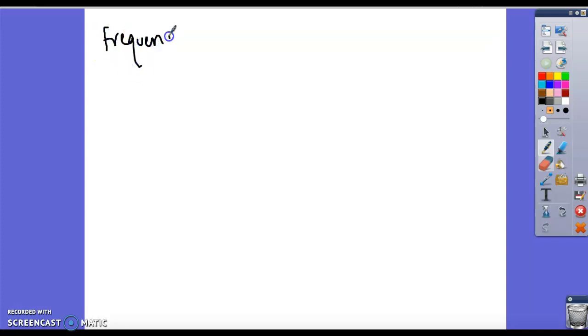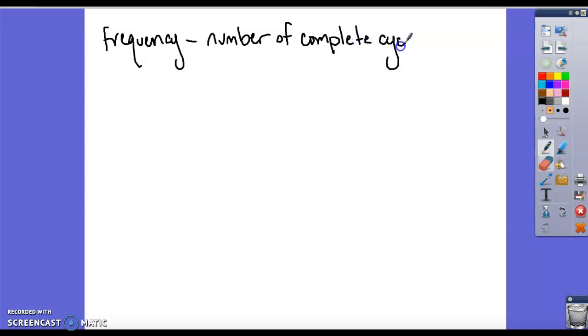Okay, the next definition we're going to look at is frequency. Frequency tells us the number of complete cycles the wave completes in a unit interval.